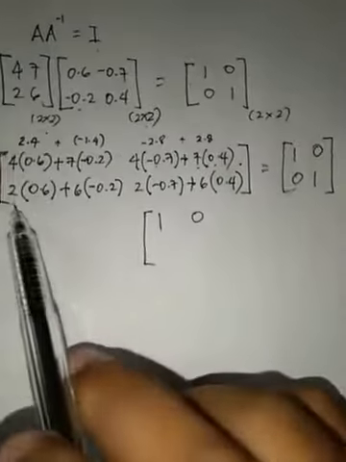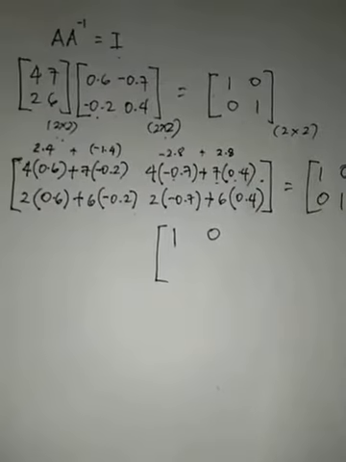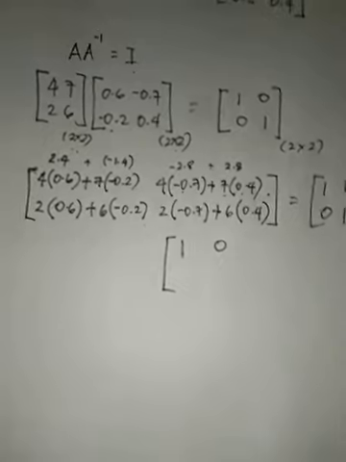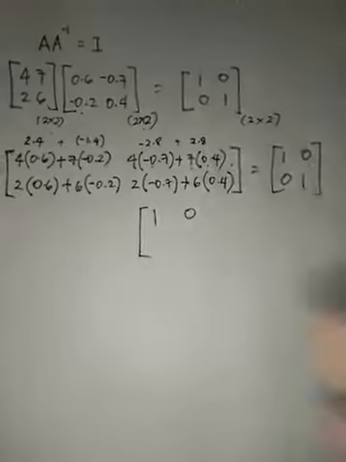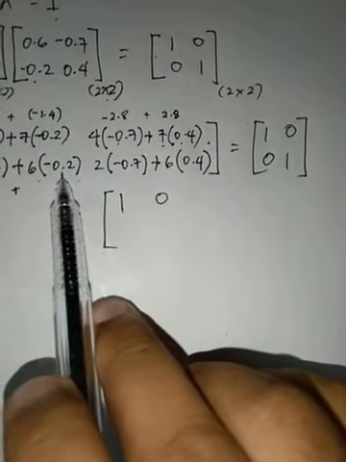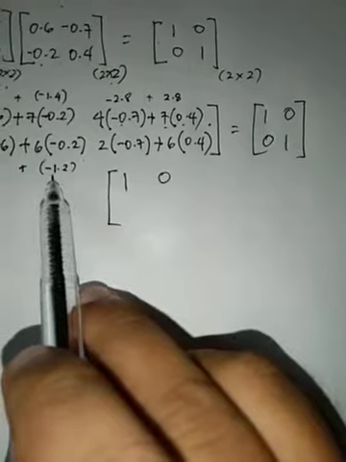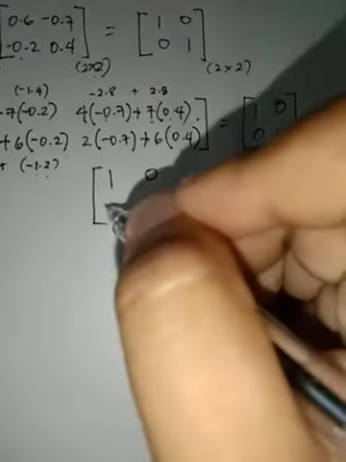Okay. How about this one? 2 times 0.6. So, it is 1.2 plus 6 times negative 0.2. So, it is negative 1.2. Therefore, 1.2 plus negative 1.2, it is 0.